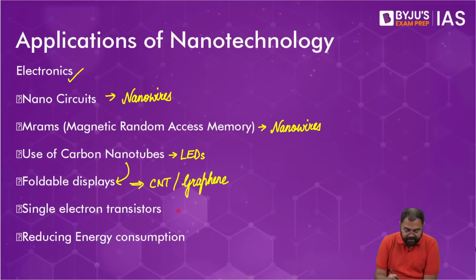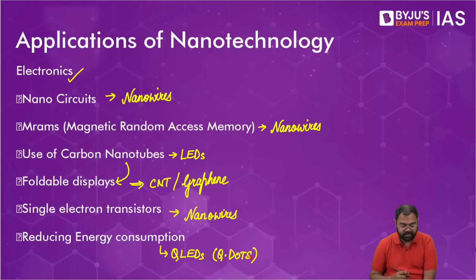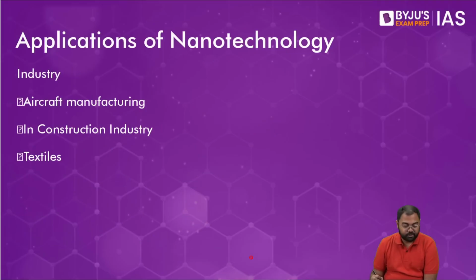In making single electron transistors, again, nanowires can become very, very crucial. And then in reducing energy consumption, so in case of quantum dots or the QLEDs that we discussed, QLEDs actually use less power. So that's why in a manner they would be able to reduce the energy consumption also. So in electronics also we see that there are so many ways in which they can become useful.